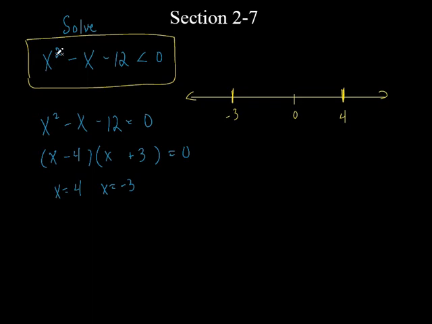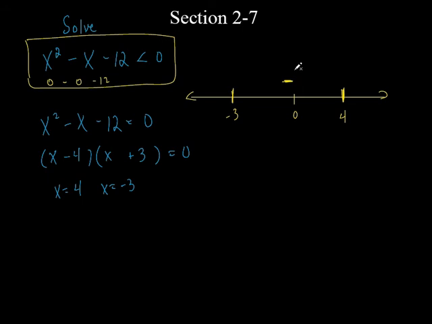Stick a 0 in and see what happens. 0 squared minus 0 is 0. Minus 12 is what? It's negative 12. Is negative 12 less than 0? Is negative 12 negative? Yes. So if 0 makes this thing into a negative, watch what I'm going to do. I'm going to put a negative right there.